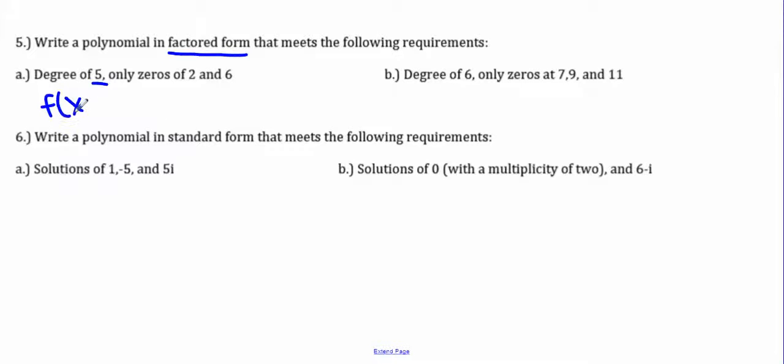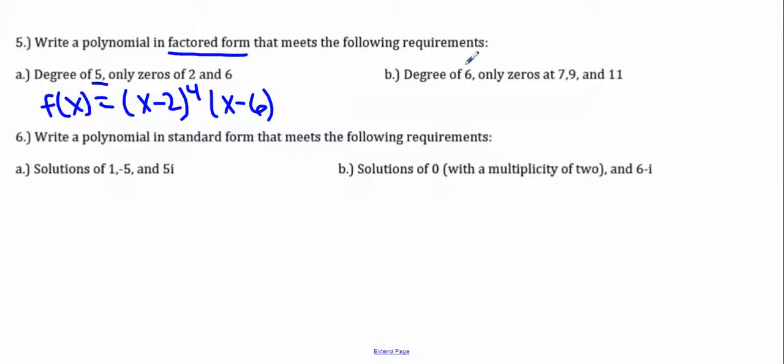So you decide. For my first factor, x minus 2, I'll just give that a multiplicity of 4. My next factor, x minus 6, I'll give that a multiplicity of 1. That's one possible outcome that you could have. So your answer might vary for A. It also might vary for B.